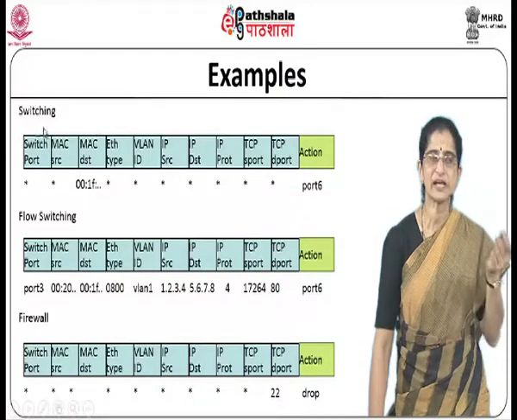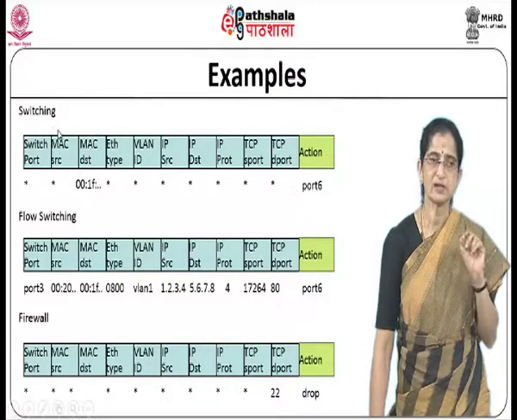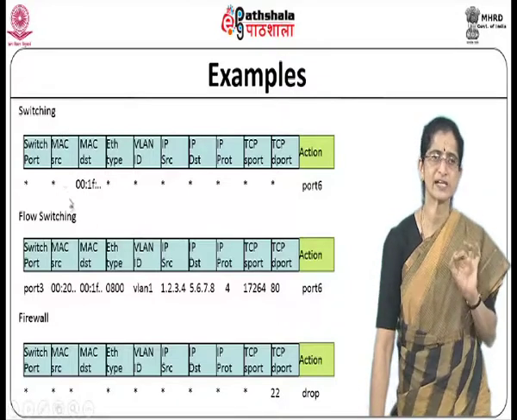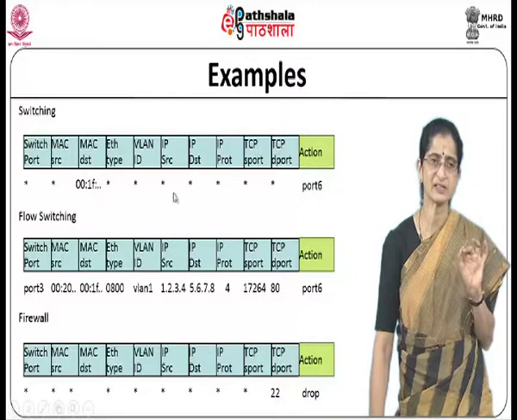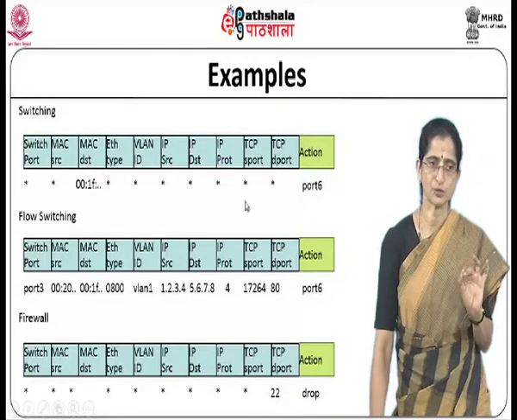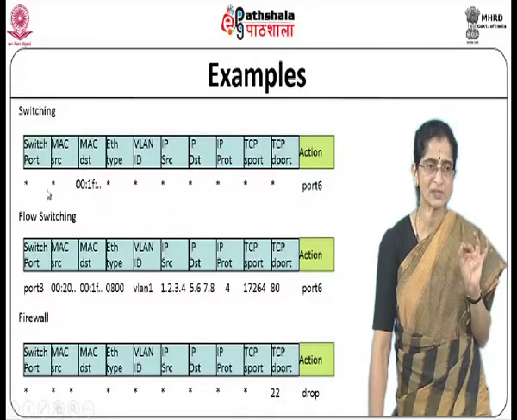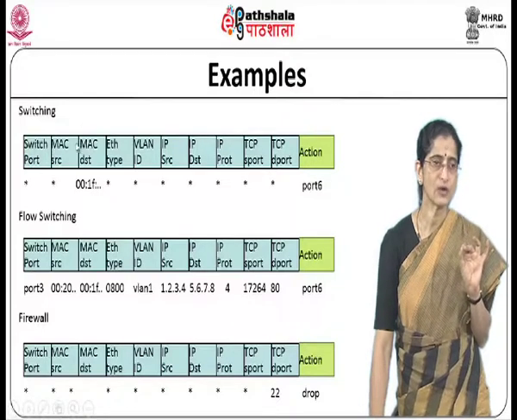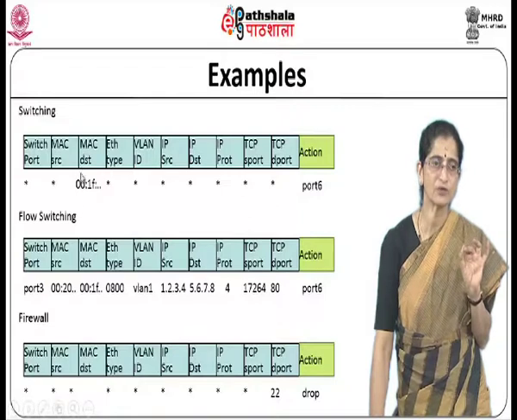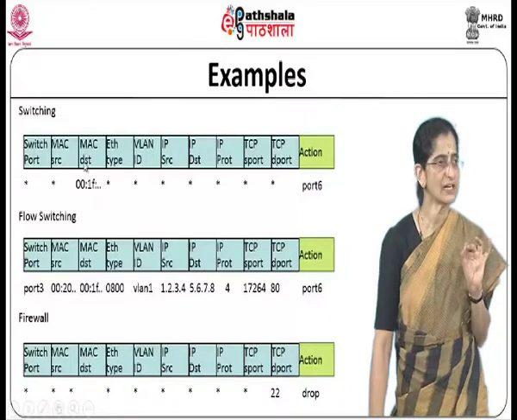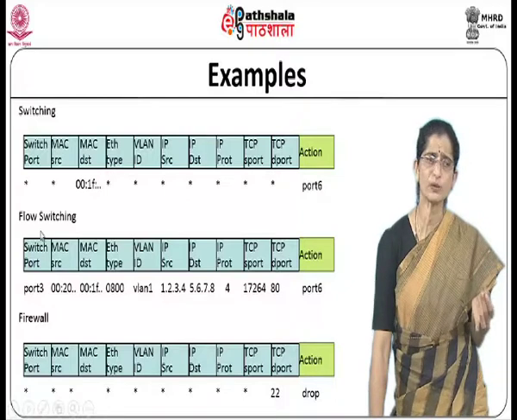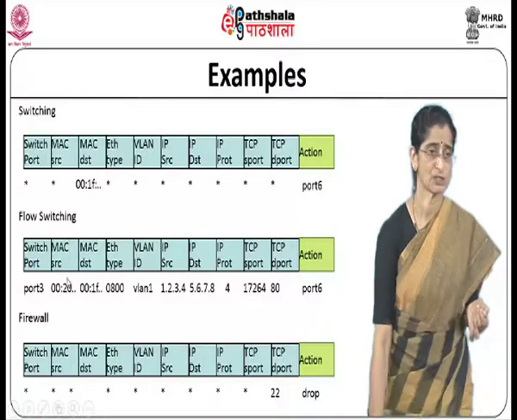So, let us say I want to do switching, a simple layer 2 switch. Now, what is the layer 2 switch expected to do? It is expected to look at a MAC destination address and forward it to a particular port. So, that is all I need to specify. I can have a simple rule which says I do not worry about all the other fields, I only look at the MAC destination field and look for a particular bit pattern there. If that matches, I will send it to port number 6. Similarly, you can have something called a flow switch.